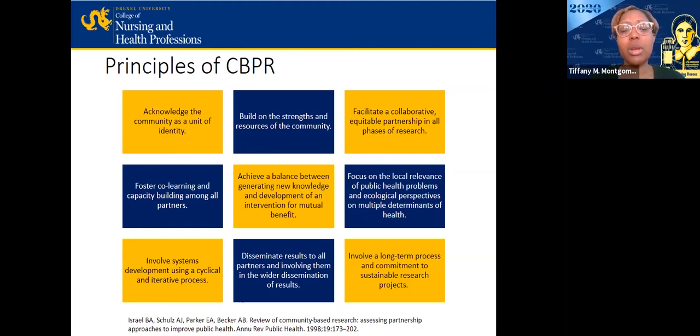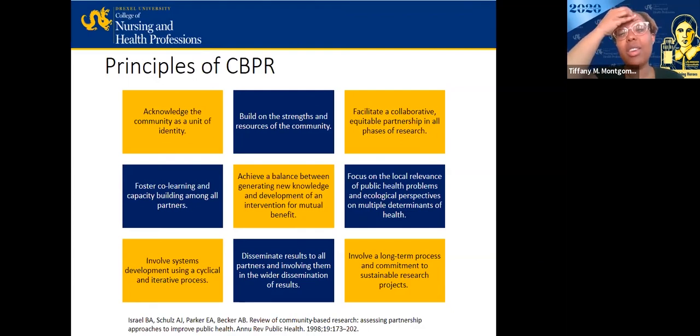We want to disseminate results to all partners, including the community, including whatever funders were involved. Of course, the academic partner is going to be involved in dissemination, but we don't want to leave anybody out. We want to include all parts of the CBPR process from beginning to end.